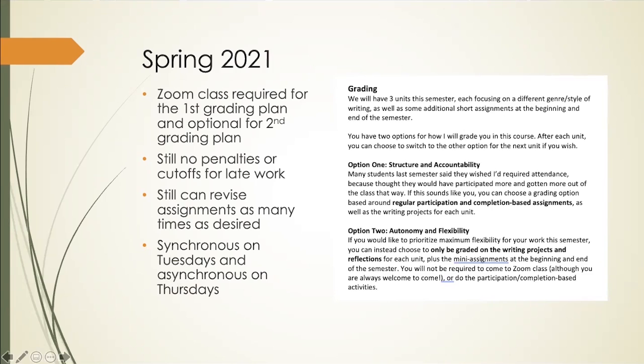And the way the grading plans work was with structure and accountability. Not only are they required to come to the Zoom classes, but they have more completion-based assignments, some of which have to be done based on stuff we're doing in class. And then the second option, the autonomy and flexibility or maximum flexibility option, I'm only grading them on the big writing projects and the reflections for each unit, plus a couple smaller assignments at the very beginning and at the very end. These students could also always choose to do the assignments that they weren't being graded on, and some of them have and some of them haven't.